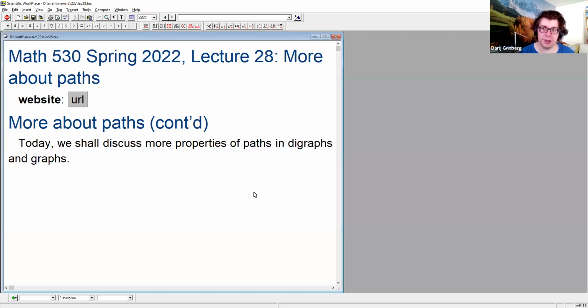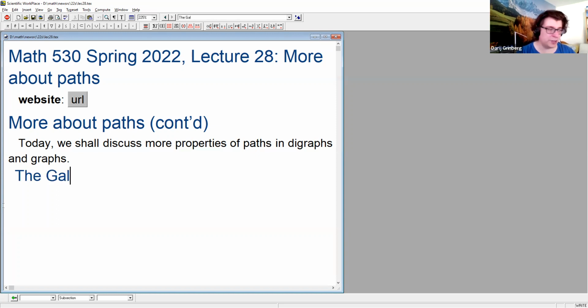Welcome back to Graph Theory. My plan today is to talk about paths in digraphs and graphs and tell you a few results I like, with no particular system behind them other than me finding them nice. These are not mainstream results anymore like what we have done before.